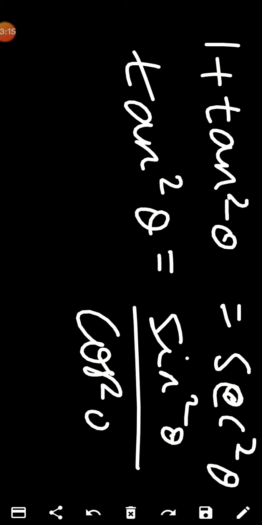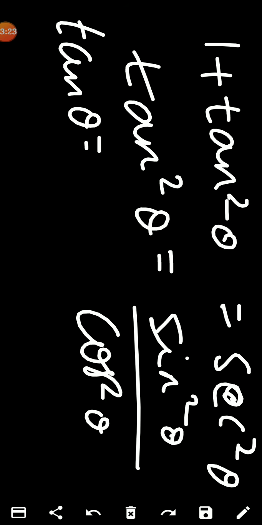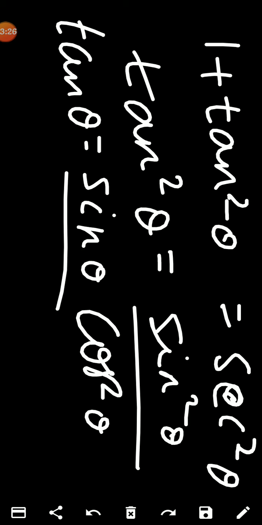Okay, so you know that tan square theta is equal to sin square theta upon cos square theta. Why did I say this? Because from my previous videos you know that tan theta is equal to sin theta by cos theta. So what we need to do is square tan. So what do we get? Tan square theta is equal to sin square theta by cos square theta. That's what I have written here.